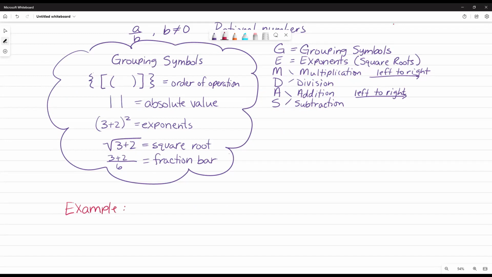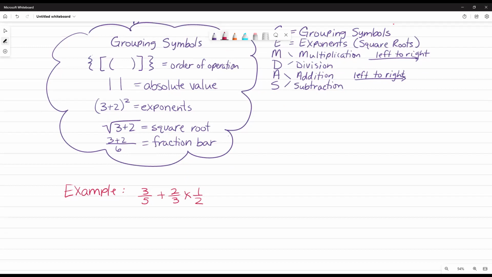So if we're working with order of operation, if I have 3/5 plus 2/3 times 1/2, what would I do first?